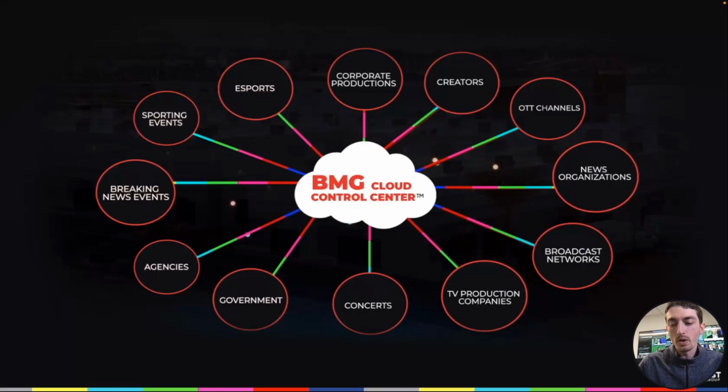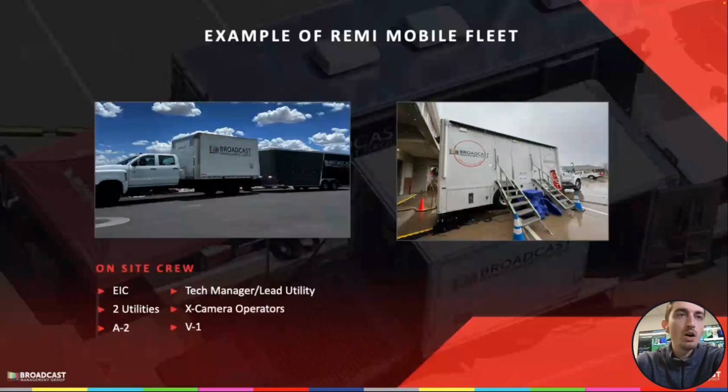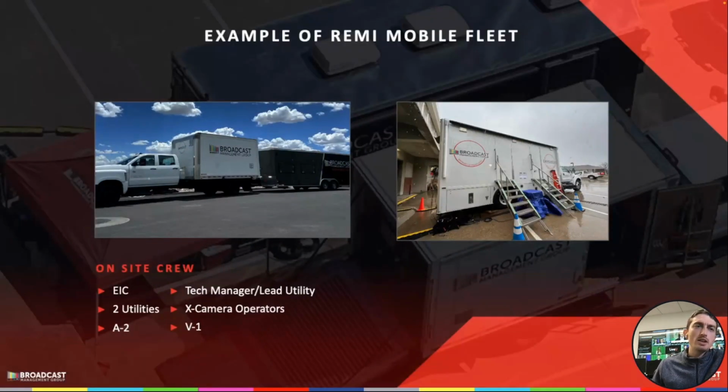So what makes BMG unique with the way we do remote production? On the left is our RMU1 unit, and on the right is RMU2. And for those broadcasters out there, you'll be looking like this: a 55-foot expando with 4 trucks on site. And that's the whole point of this. With our trucks and the way our remote production works, we don't have our staff on site.